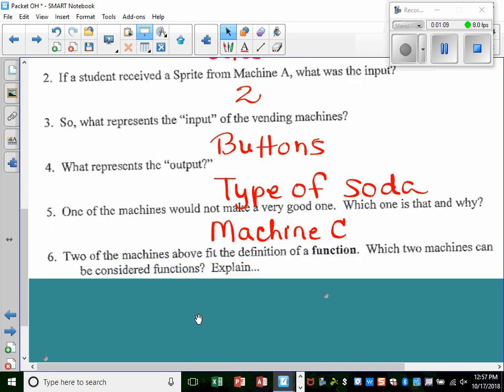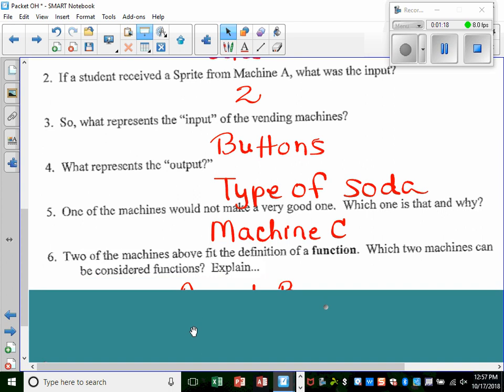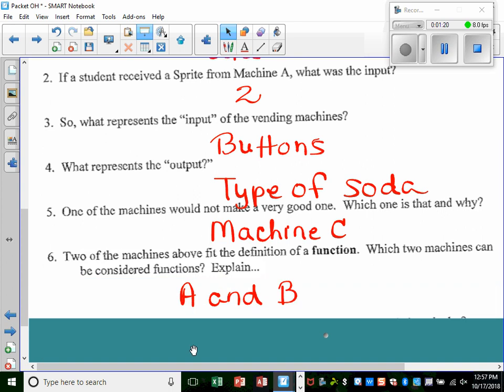All right, number 6, 2 of the machines above fit the definition of a function, which is our whole lesson today. So which 2 machines can be considered functions? That should be A and B, because for every input, there's exactly one output. And that's really the definition of a function. Okay, for every input, there should only be exactly one output. All right, let's move on to the next page.